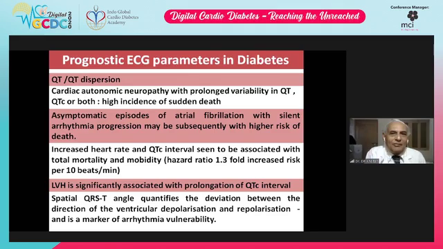Cardiac autonomic neuropathy with prolonged variability in QT has a high incidence of sudden death, asymptomatic episodes of atrial fibrillation, and some arrhythmia progression, possibly with subsequently higher risk of death. Increased heart rate and QTc intervals seem to be associated with total mortality and morbidity, with a hazard ratio of 1.3-fold increase per 10 beats per minute. Left ventricular hypertrophy is significantly associated with prolongation of the QT interval. Again, it is a known fact. The spatial QRS-T angle quantifies the deviation between depolarization and repolarization of the ventricles and is a marker of arrhythmia variability.